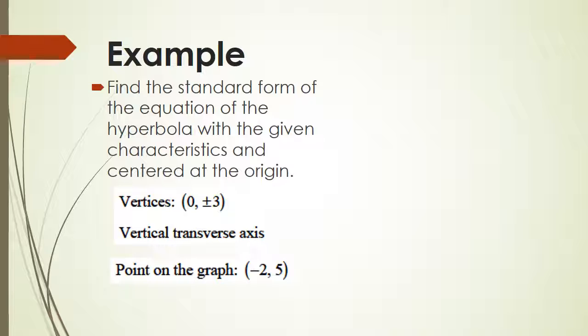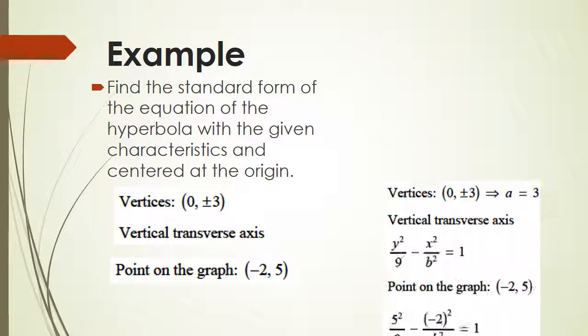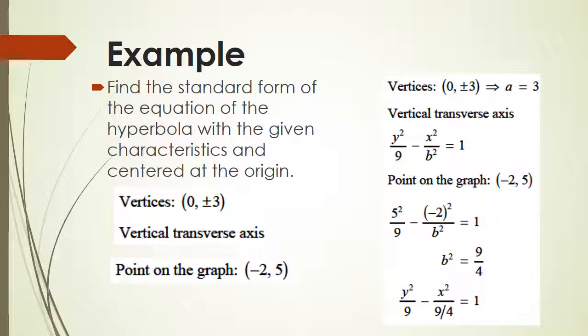Write the standard equation of this hyperbola. Again, sketches help, so pause the recording, give it a try, and resume to check your answer. Okay, they gave me my vertices, so I know a is 3. I also know that that's going to go under y, and y is going to come first. So I have y squared over 9 minus x squared over b squared equals 1. The other piece of information I have is a point on the graph, so substitute that point in for x and y, and solve for b squared, and then you have your final equation. y squared over 9 minus x squared over 9/4 equals 1.